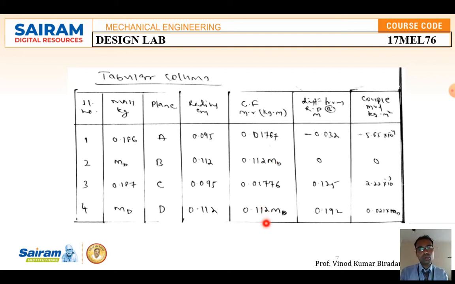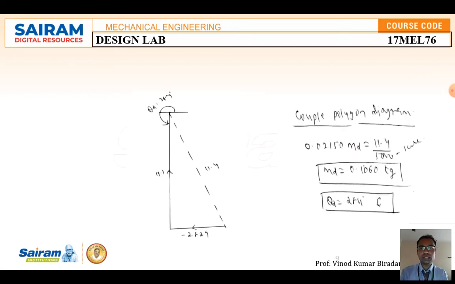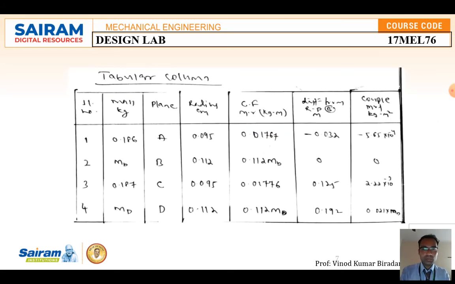So how are we going to calculate? With the help of these values you construct the force polygon diagram, and with the help of the last column you construct the couple polygon diagram. Look here, this is called the force polygon diagram. First you can draw either one. This is the force polygon. So first you draw the couple polygon diagram, because initially it is 0, so you have to start from this.